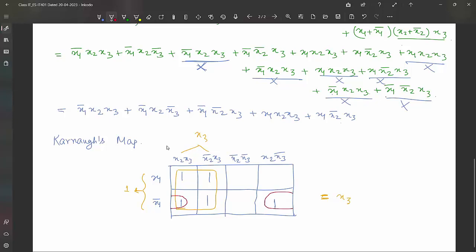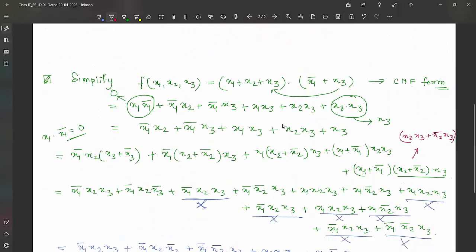It is the other pair. And what is this term? x1 bar x2. So this is the simplified form of the given expression, that is x3 plus x1 bar x2.